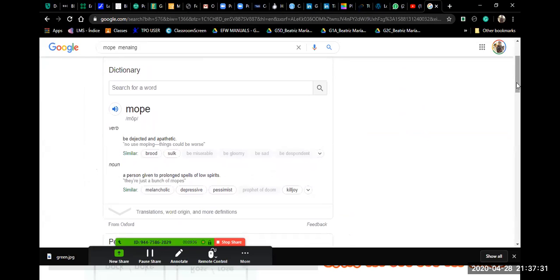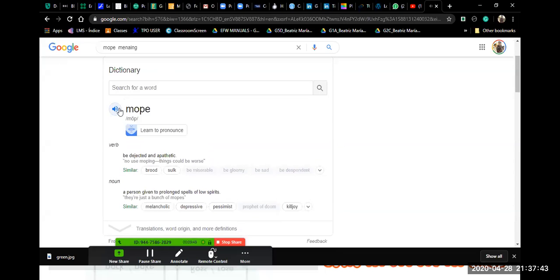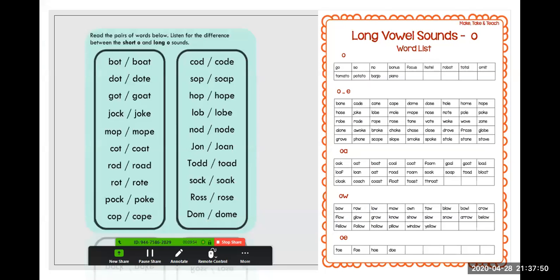A person given to prolonged spells of low spirits. So it's somebody depressive or pessimistic. So that's somebody who mopes. Okay. Mope. Difficult words in kindergarten. Okay. So we have joke, mop, mope, coat, road.